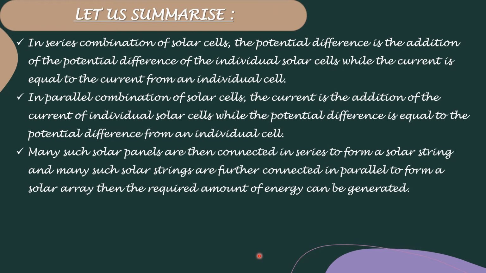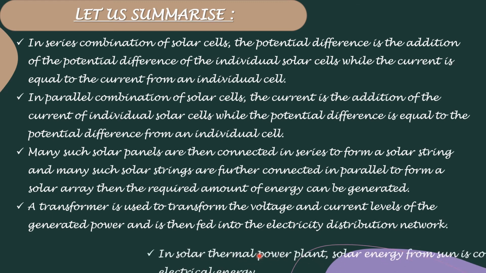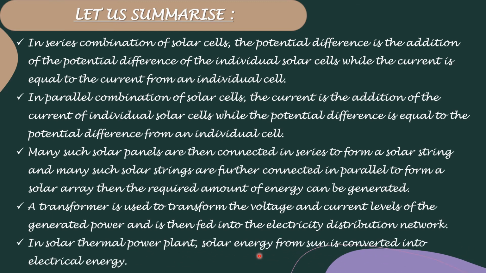Many such solar panels are then connected in series to form a solar string, and many such solar strings are further connected in parallel to form a solar array. Then the required amount of energy can be generated. Then we studied that a transformer is used to transform the voltage and current levels of the generated power, which is then fed into the electricity distribution network. And in a solar thermal power plant, solar energy from the sun is converted into electrical energy.